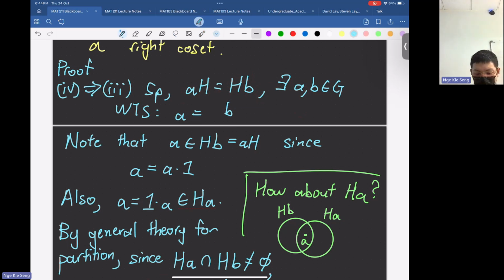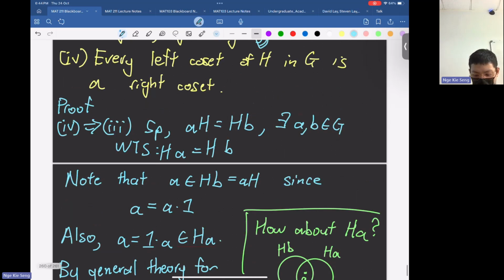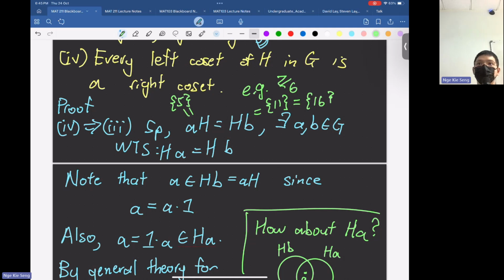So the problem here is that we don't necessarily pick the same representative, remember? For example, in Z6, maybe your AH is 5, and maybe you can prove that this right coset is 11 or 16, but they are all 5. You don't need to pick the same representative. That's what I mean.